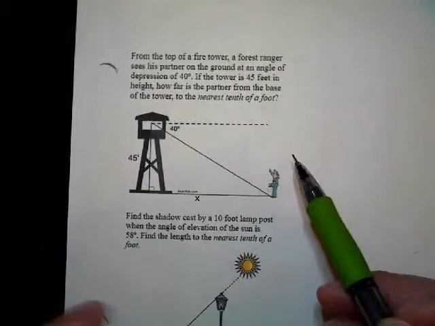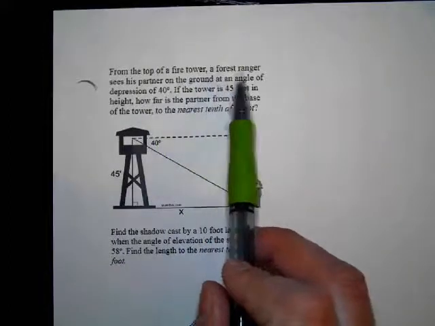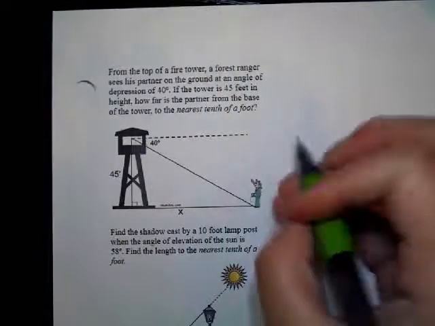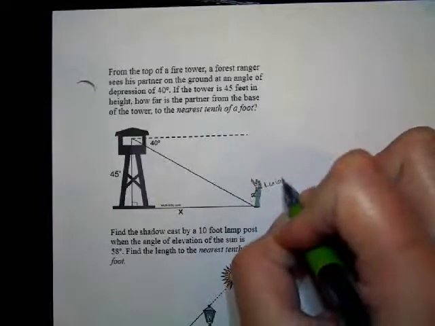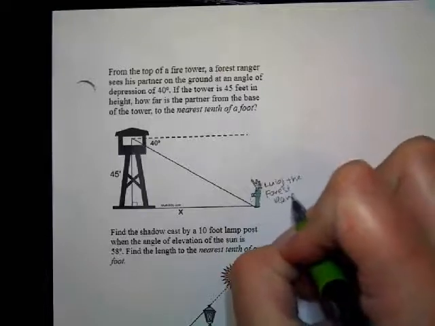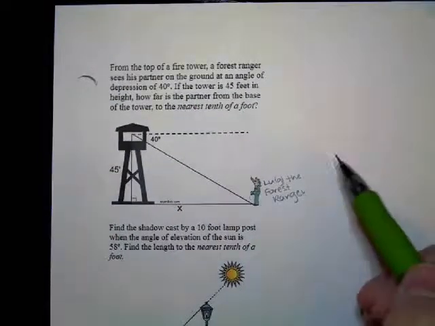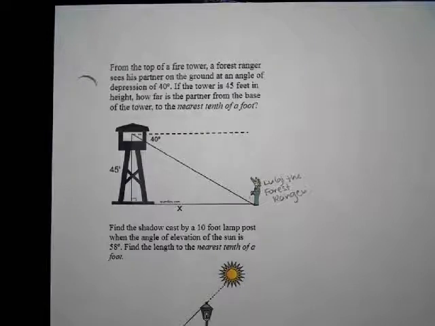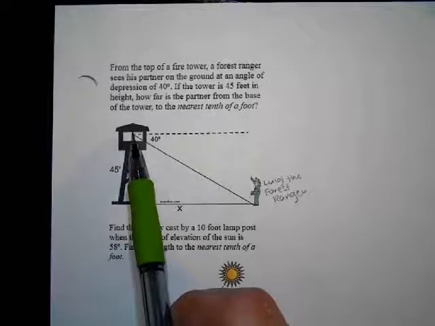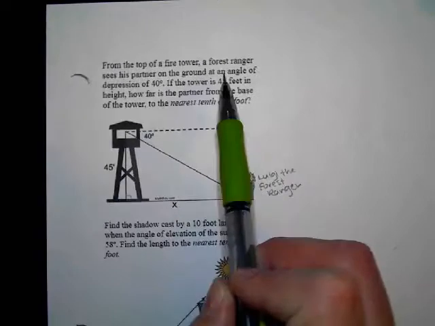Alright, for this one it says, from the top of the fire tower, a forest ranger, so this is a forest, it is not Luigi. Okay, so at the top of a fire tower, a forest ranger sees his partner, the other forest ranger, on the ground at an angle of depression of 40 degrees.